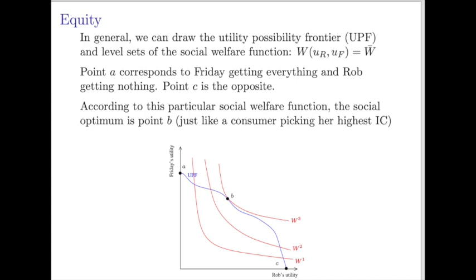So let's take an example here. Here we've got this curve, the utility possibility frontier. It doesn't necessarily have to be a nicely shaped curve, but we get this curve where, again, we look at all the possible Pareto efficient allocations and we look at the utilities that Rob and Friday get, and we plot those to get this curve. So A would correspond to the allocation where Friday gets everything, Rob gets nothing. C would correspond to the allocation where Friday gets nothing, Rob gets everything.